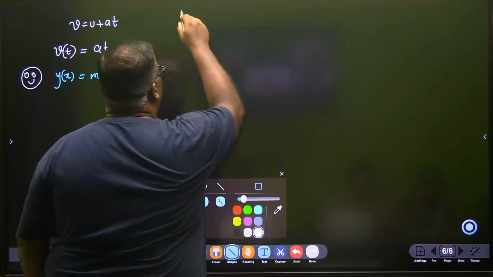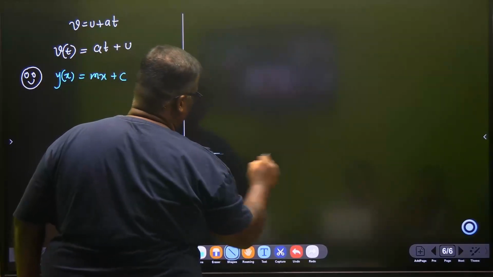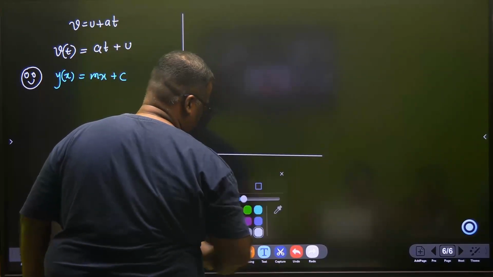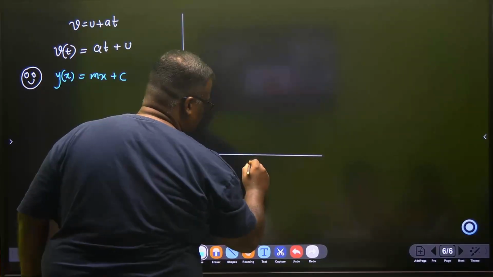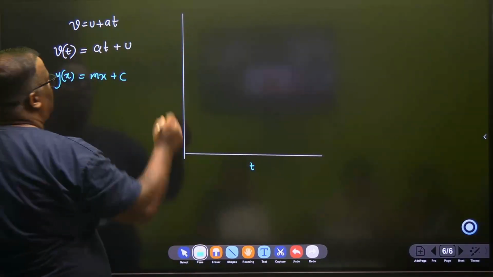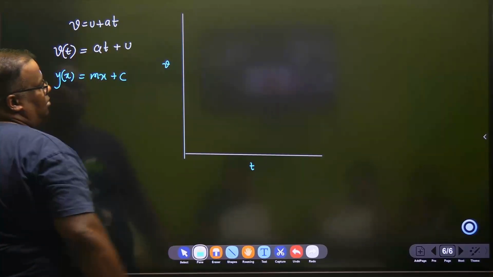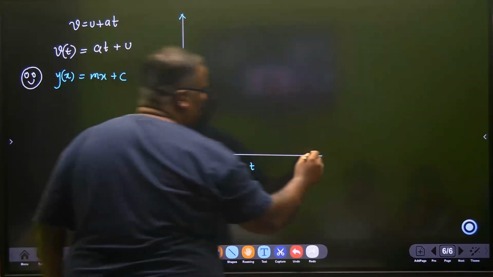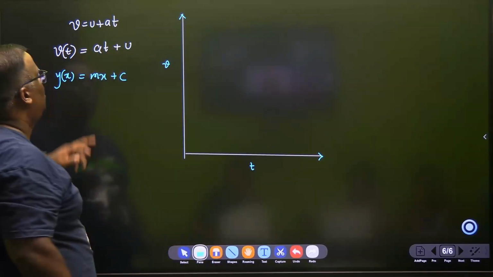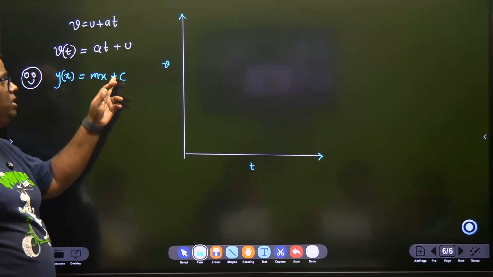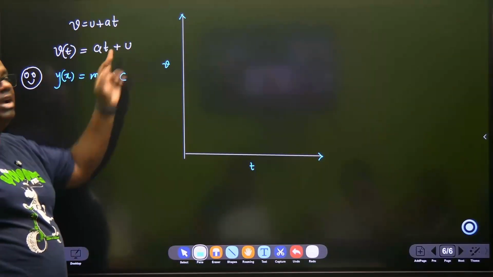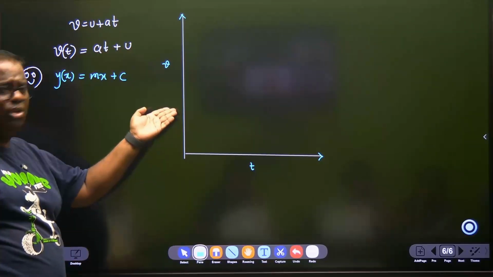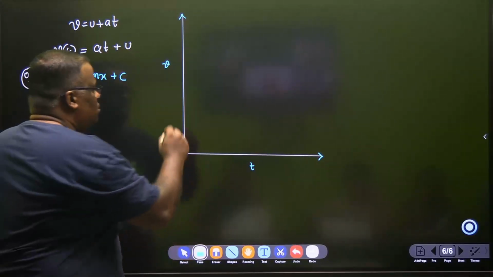Let's plot this graph. Now what is this? This is t, right? And what is this? This is v. Agreed? Now we know that these graphs always have a y-intercept which is c. So here the y-intercept is u. U is also some velocity only, initial velocity. So let's say this is u.